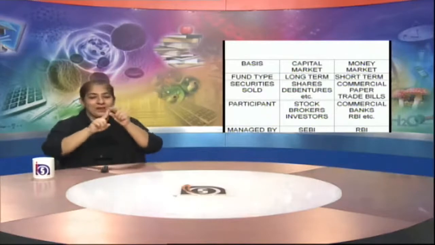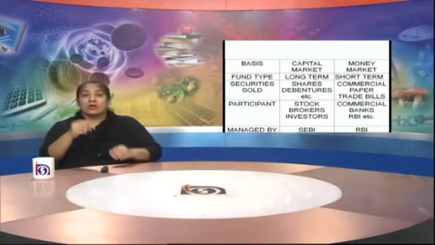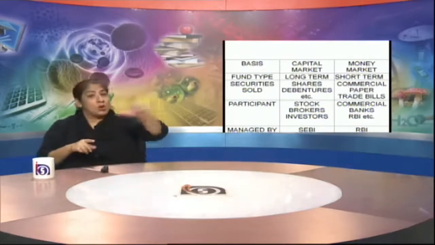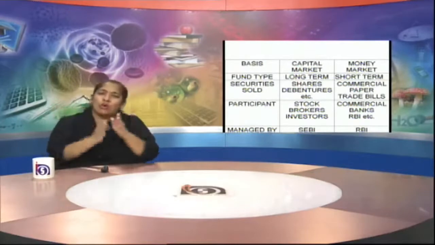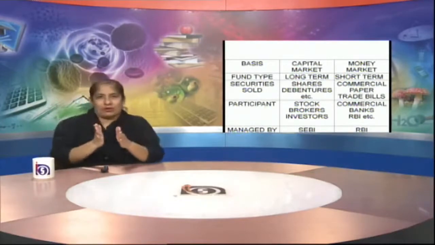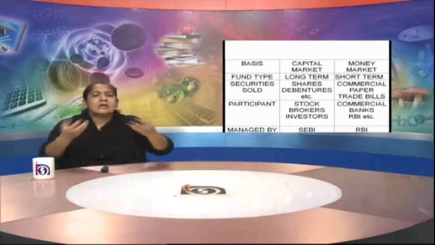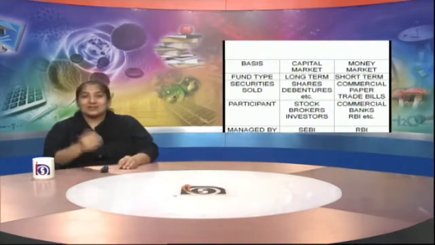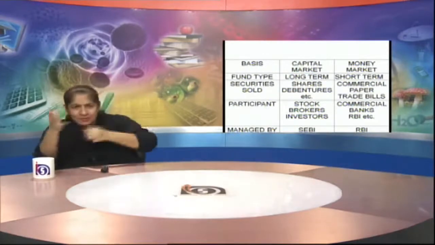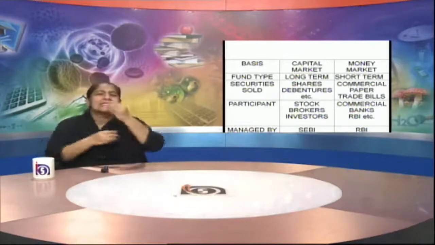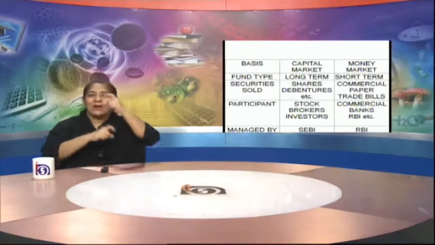Below that, you can see fund type. There are different types of fund that I will be explaining. And beside that, the word you can see is long term. And beside that, the word written is short term. The third word in the first column is securities sold. And with that, you can see shares, debentures, etc.